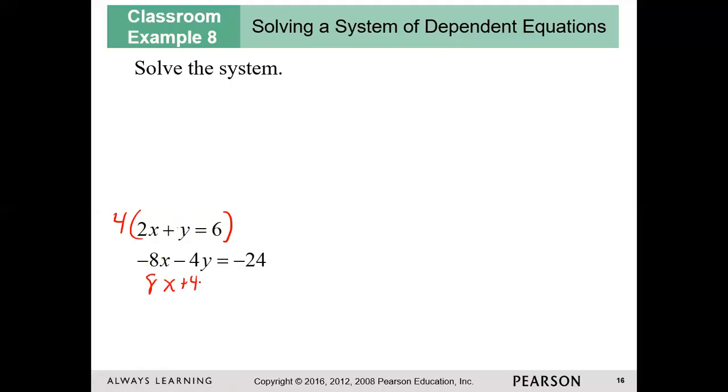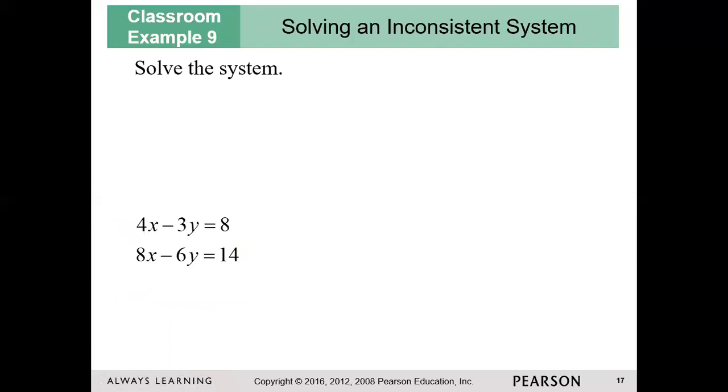So that's going to give you 8x plus 4y is equal to 24. And hopefully you see what's about to happen here. When we add these, gone. This is the exact same line. They look different to our eyes, but they're the exact same line. So this is going to be infinitely many solutions here.